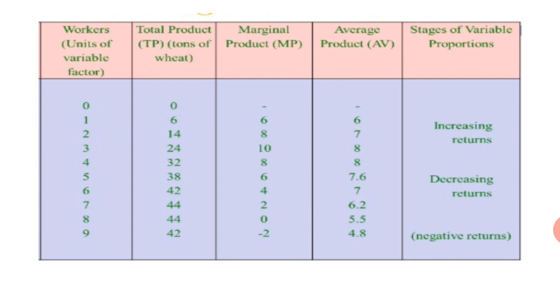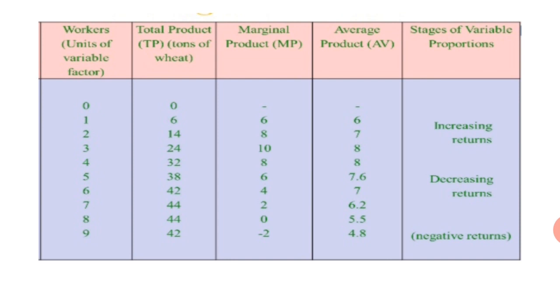In your textbook they have given the same table which you have used for the calculation. Here I have taken a new table, but the meaning and the calculation are the same. The numbers will vary, but the calculation is the same. You can take any table, but you have to use the formula and calculate MPL, the marginal product of labor, and APL, the average product of labor. Here they have written it as AV. It is not AV, it is AP, average product.